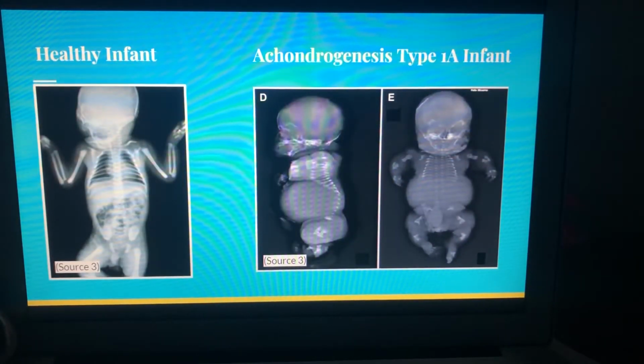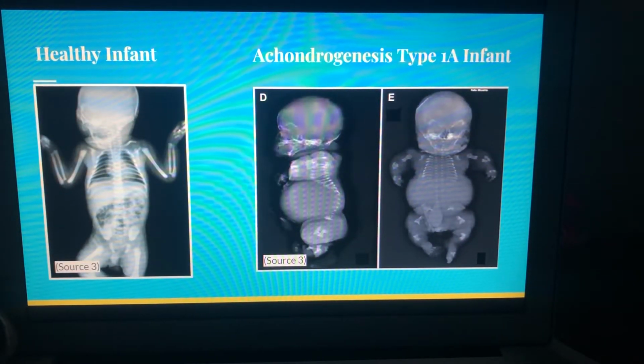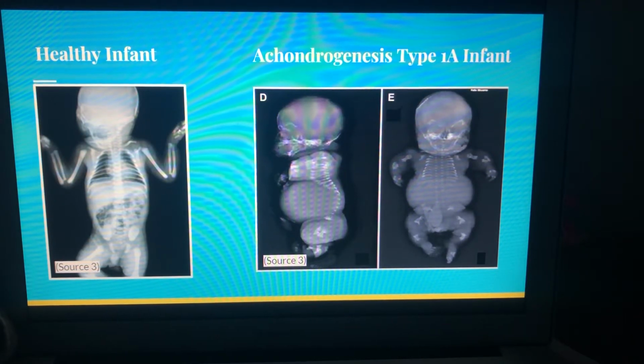So here's a picture of a healthy infant on the left, and then on the right is a picture of an achondrogenesis type 1A infant. And both of these are x-rays. So you can just compare the skeletal abnormalities.